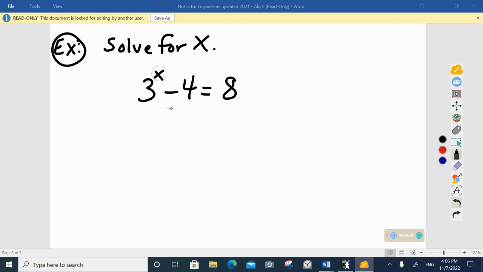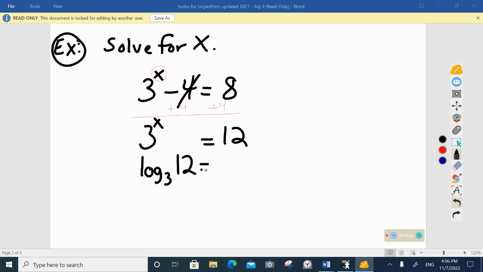So the first thing I'm going to do is add 4 and add 4. And so that's going to leave me with 3 to some power equals 12. How do I get rid of base 3? Well, I'm going to rewrite my exponential as a logarithmic function. So the base is 3, so this would be log base 3 of 12 equals x.